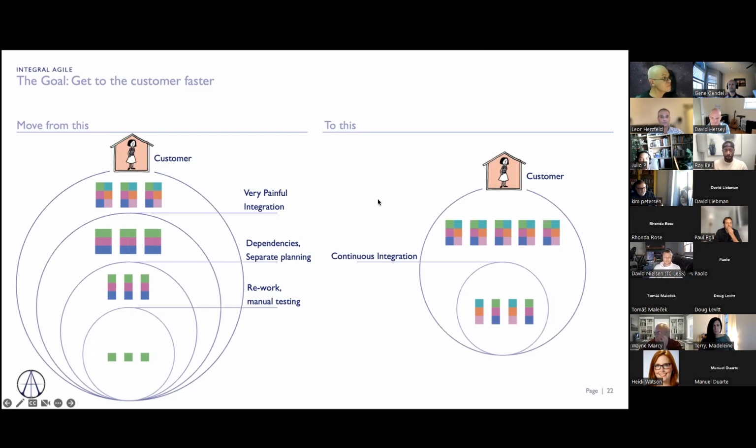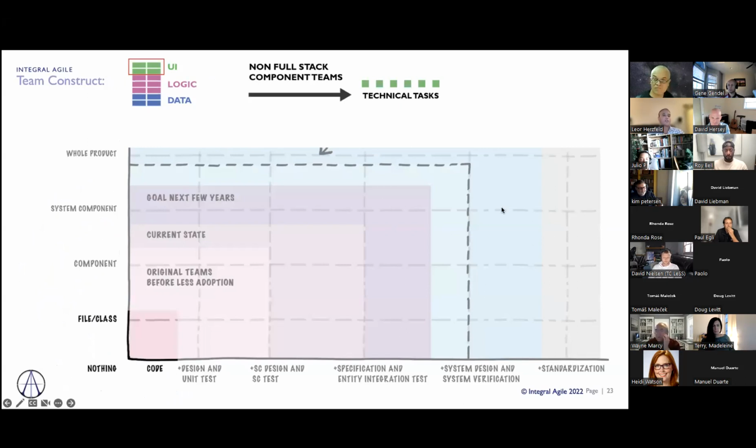All right, great. So let's talk about the journey. That first non-full stack component team that we start with, they're writing some code, and the result of the code is a file or a class. And remember, our objective is to increase the area here as much as we can. The further we increase the area, the more leverage that we're going to get, the better our delivery is going to be, et cetera.